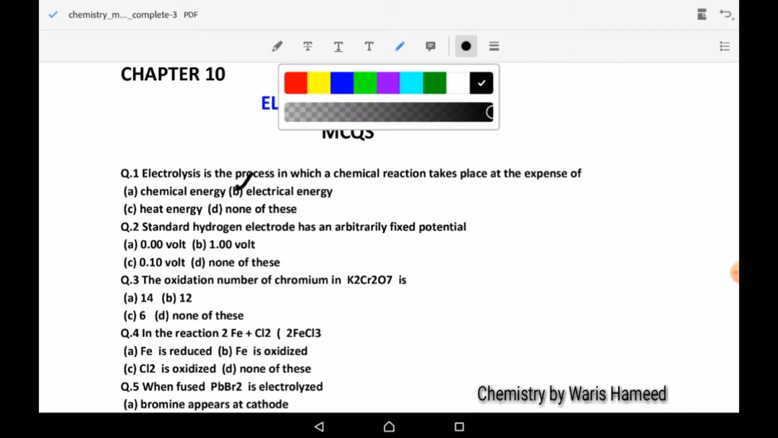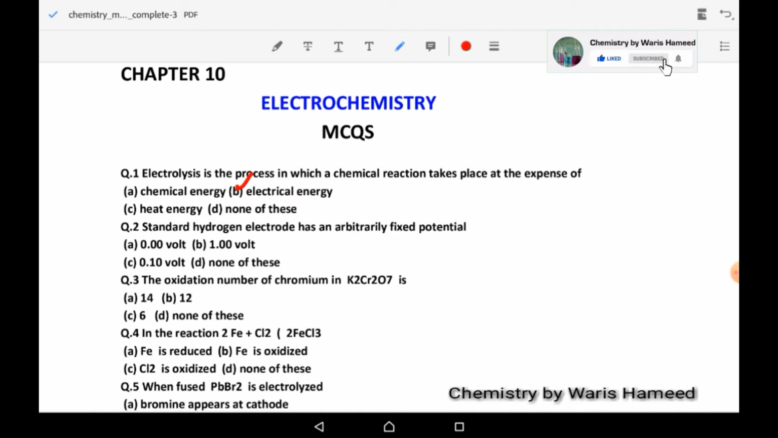Second MCQ. Standard hydrogen electrode has an arbitrarily fixed potential. It's 0 volt and it is also a reference. We can find the electrode potential of any other metals by use of SHE, the standard hydrogen electrode.